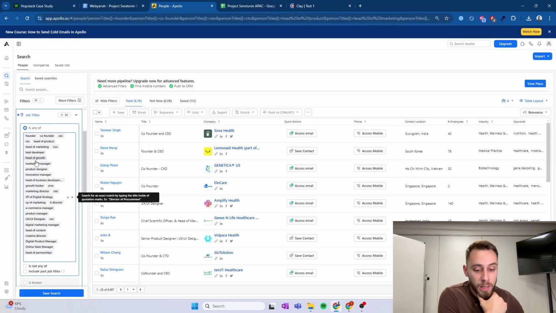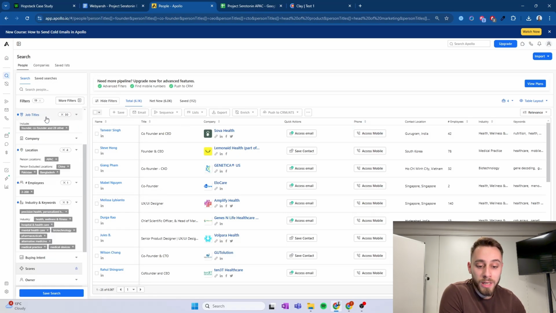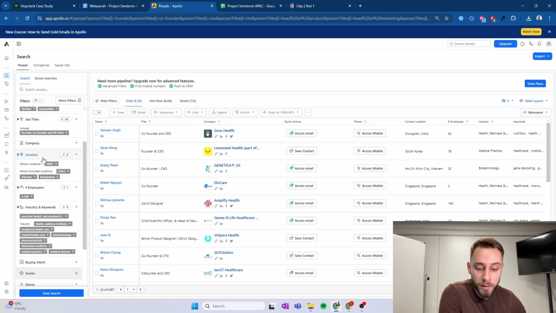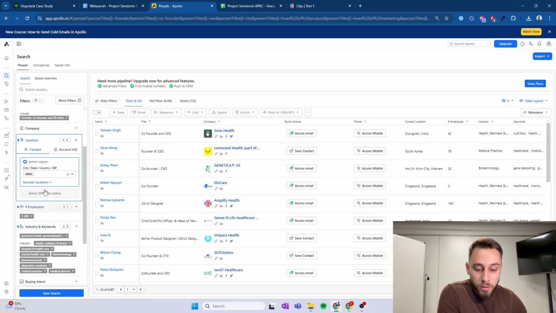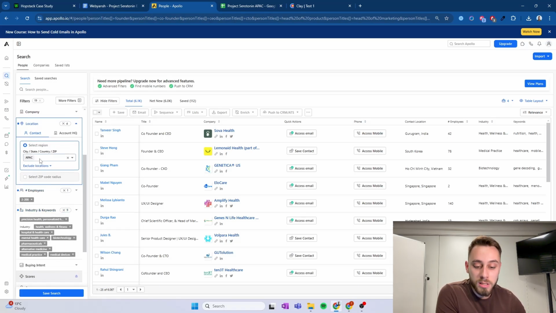emails. So that will be everyone from C-suite, business development, growth hackers, CMOs, digital marketing managers, UX, UI designers, online sales managers, even heads of partnerships. So these titles are what we have focused our efforts on. And then location, we have the APAC region for the specific client. So for you, it might be Europe, it might be US, or again, if it's Europe, it might be a specific country.